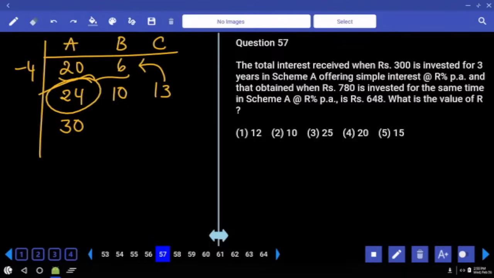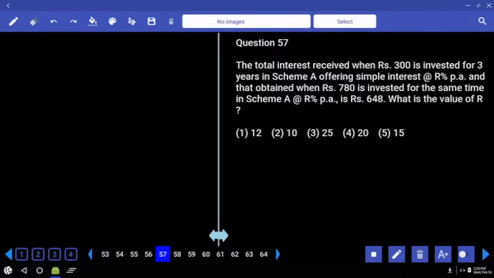The total interest received when 300 rupees is invested for 3 years in a scheme offering simple interest at R% per annum, and that obtained when 780 rupees is invested for the same time in a scheme A at R% per annum is 648. Right. First of all, tell me what is 648. You need to understand the question. If you can understand the question, then we'll talk about answer. So tell me what is 648.